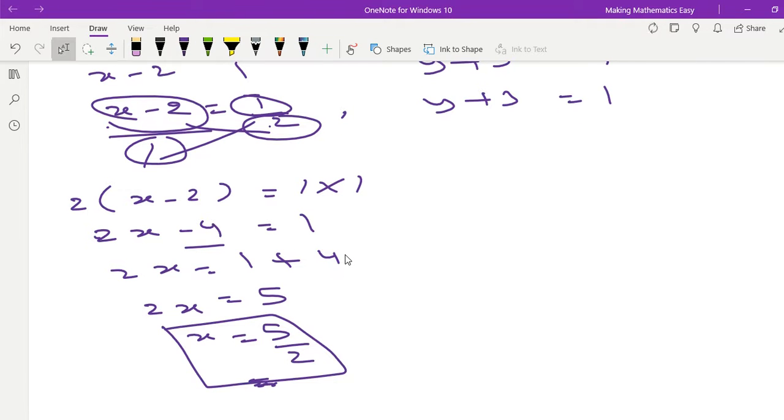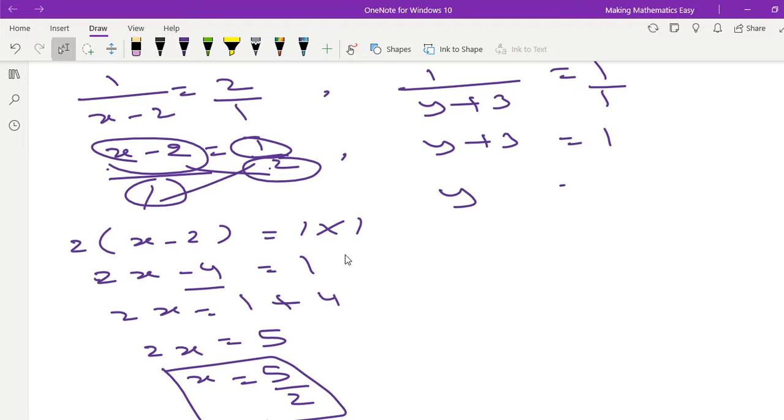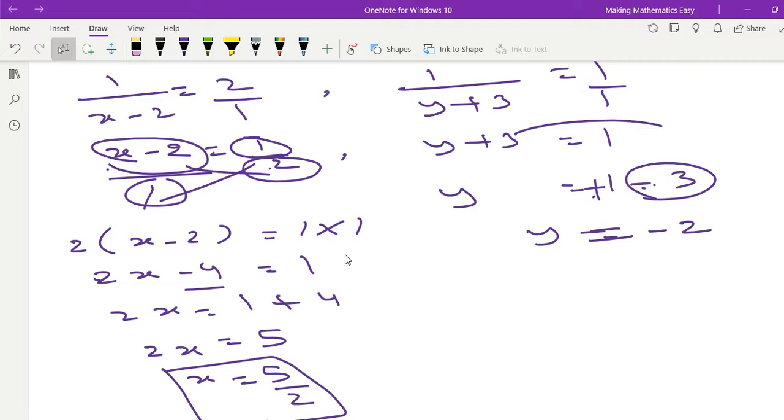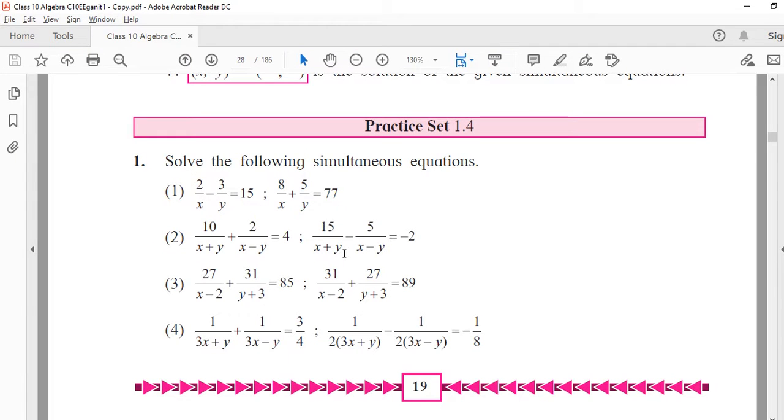Now let us find out the value of y. So y is equal to 1, 3 will go over here and it will become negative. And y is equal to, plus, plus minus minus, we need to do minus, 3 minus 1 is 2, and sign of the bigger number which is 3, which is negative. So the value of y is negative 2. That's it. Your sum ends over here. This was sum number 3. Now let's move on to sum number 4.